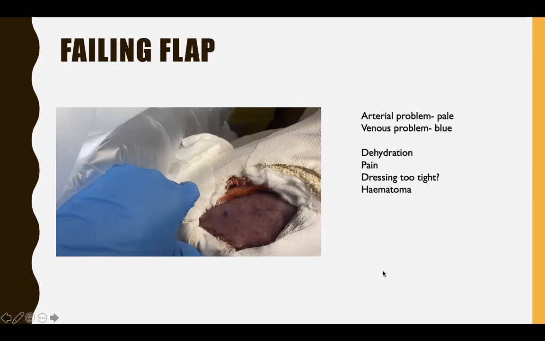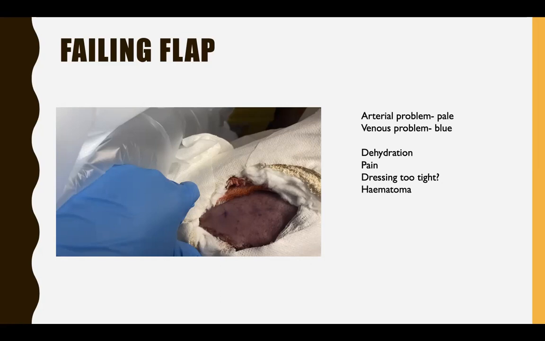And then your basic stuff. If the patient is dehydrated, you may have a volume problem, so you might have an inflow problem. You need to make sure that they are well topped up, and that their pain is well controlled, because pain increases your fight and flight response hormones. That can cause vasoconstriction and therefore cause problems with the flap inflow again.